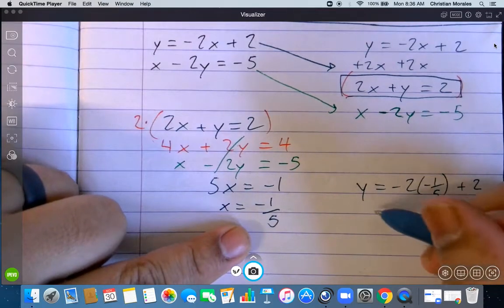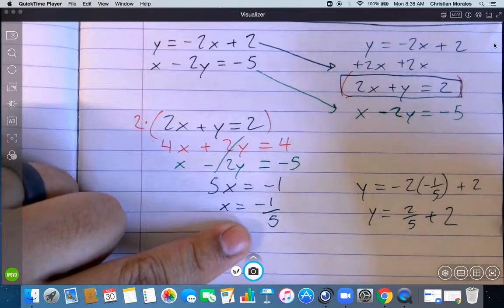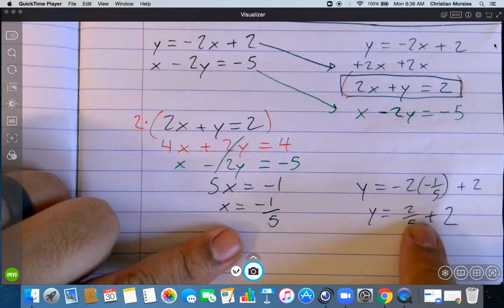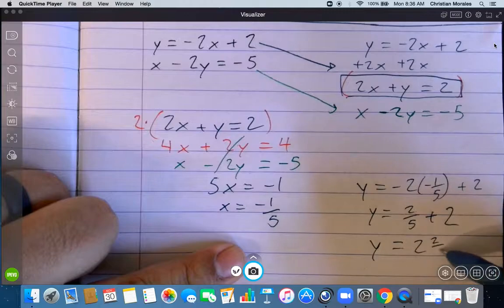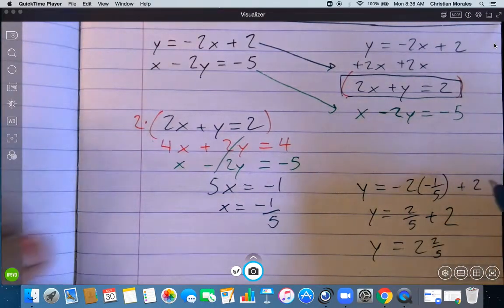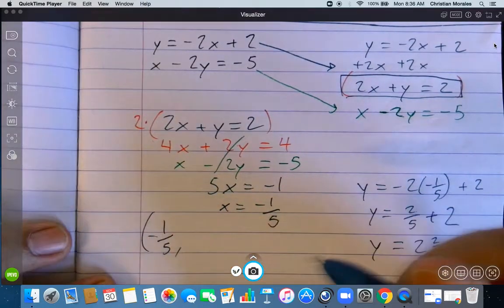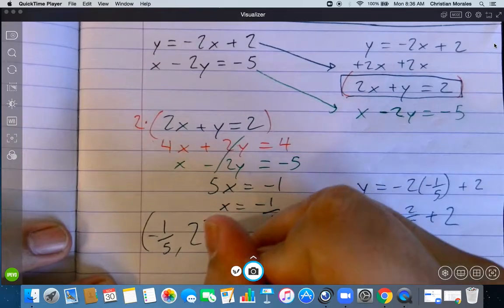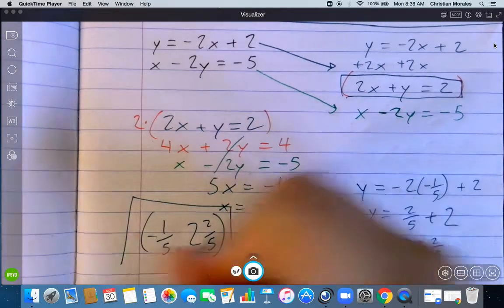This multiplies. So I get 2/5 plus 2, because the negative times the negative makes positive. And my y equals 2 and 2/5. When I add up 2 plus 2/5, I get this. So my coordinate, negative 1/5, and 2 and 2/5. That's my x and my y. This would be my answer.